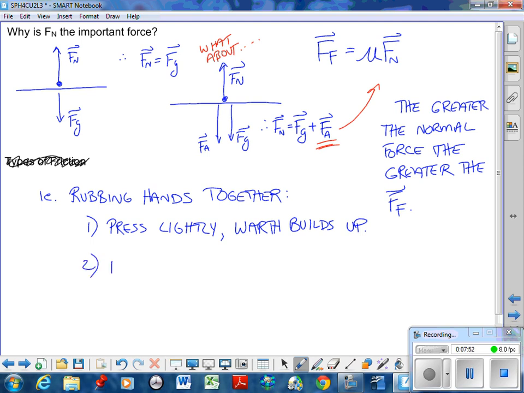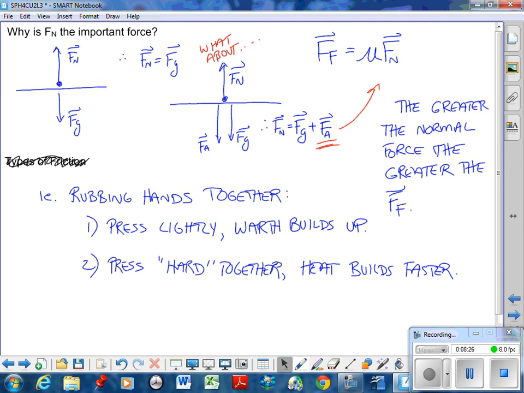What happens if you press hard together? All right, so now you're putting a little bit more effort into it. Rub your hands again with them closer together, and heat builds up quicker. And that's because the friction force is increased. So the heat comes from the friction. So heat builds up faster. Okay? So it's that normal force. The harder two objects are pushed together and you're pulling along that surface, the greater the force due to friction.